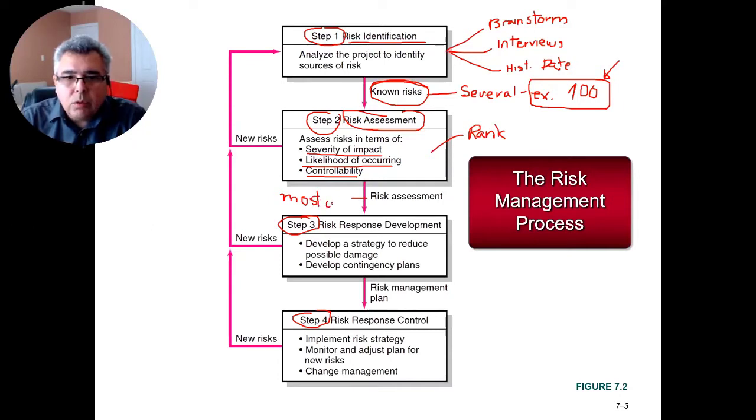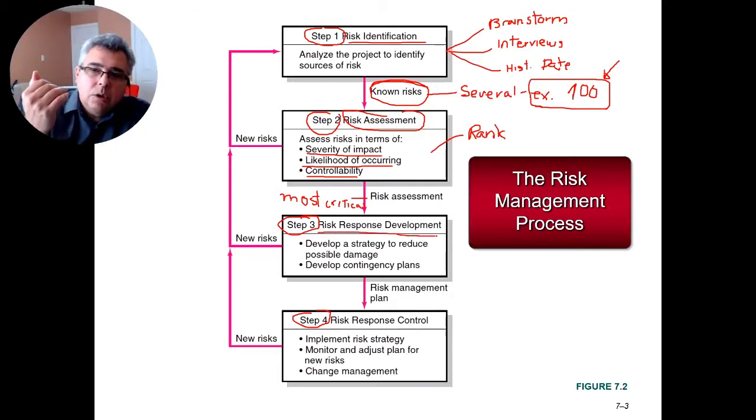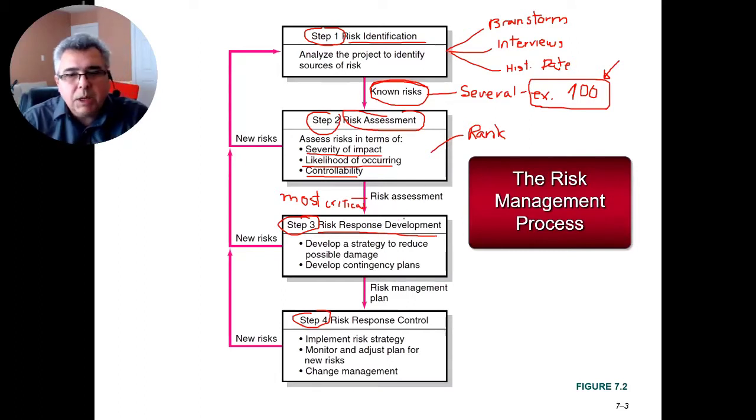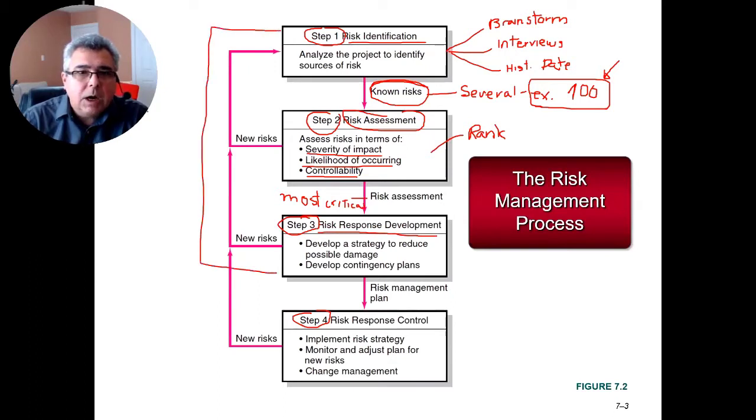And so from the risks, you take the most critical, most important, and we develop responses for those risks in order to reduce the risk impact or the risk probability. The 3 first steps are done during the planning phase. Okay, that's part of the project plan.